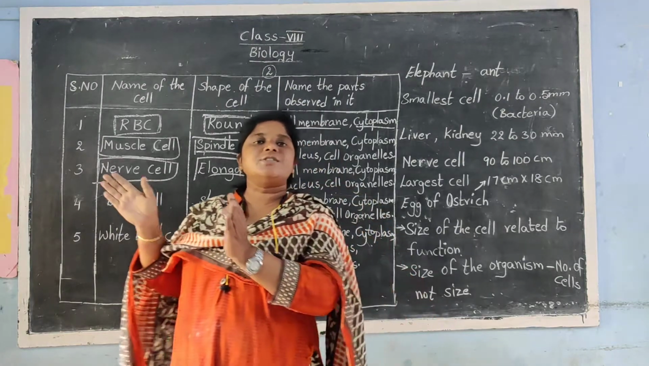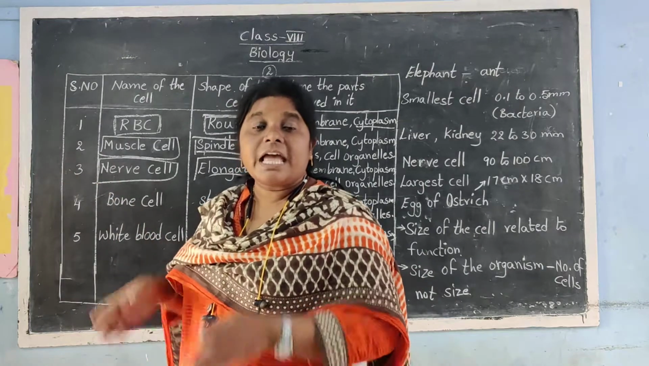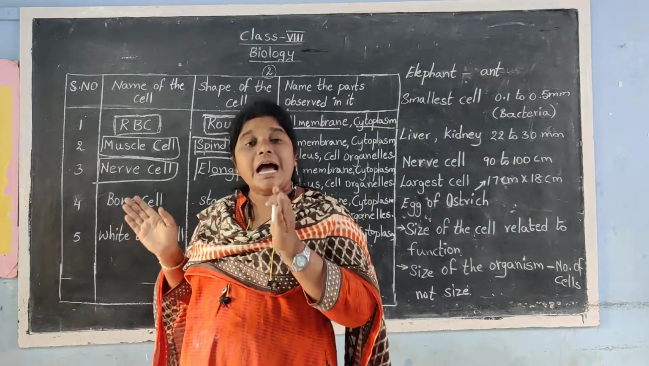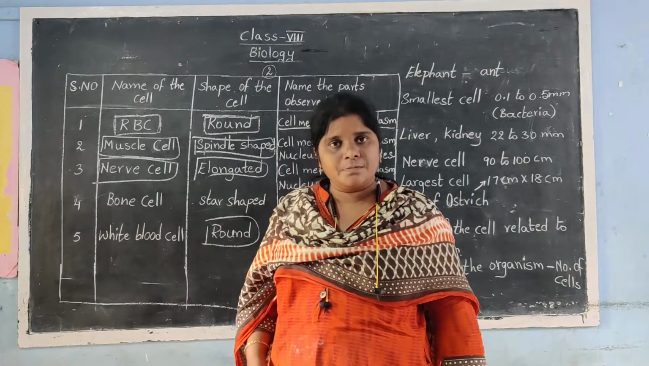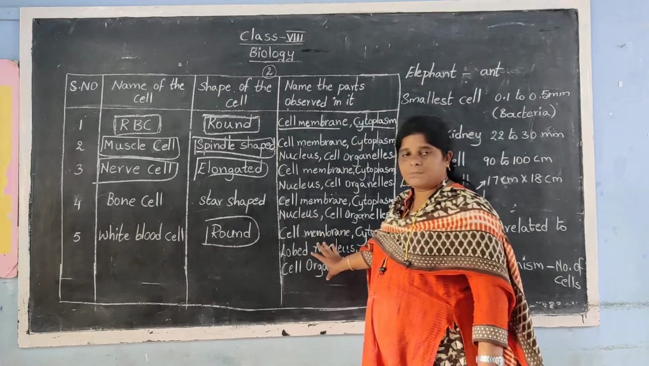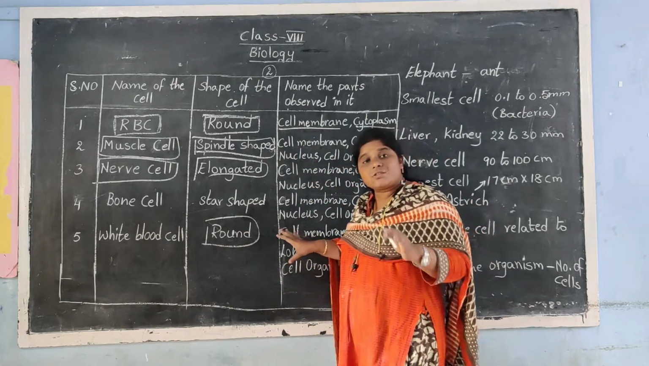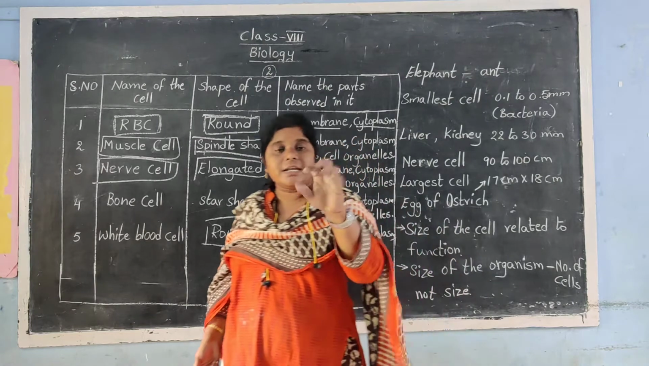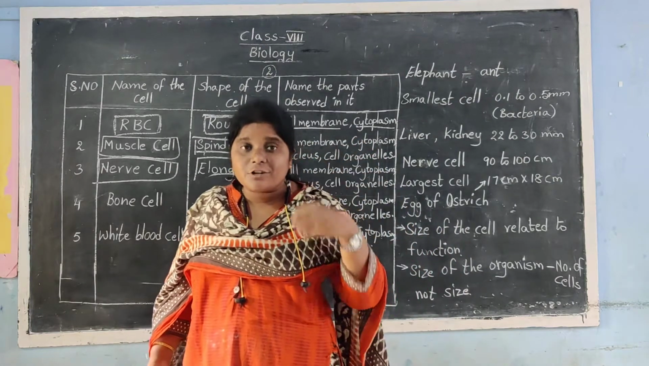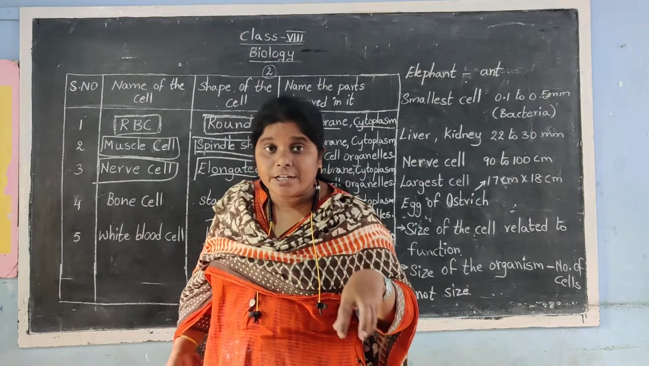Every cell has its own shape. Every cell has its own size. Every cell has its own function. Every cell has its own composition. This is called composition. By this we can understand that our cells are of different shapes, different sizes and different in number.